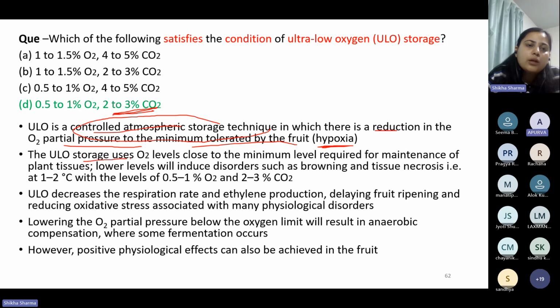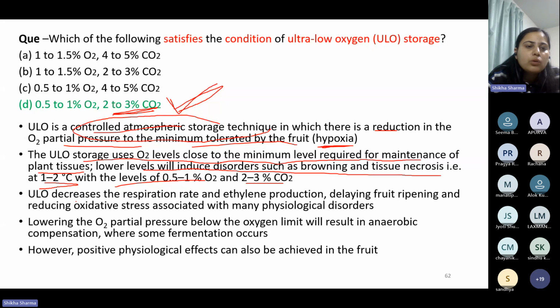So in ultra low oxygen storage, the oxygen level is close to the minimum level required for the maintenance of plant tissues. A lower level will induce disorders such as browning and tissue necrosis, that is at 1 to 2 degrees Celsius with a level of 0.1% O2 and 2 to 3% CO2, which is option D. So we maintain such a condition of very low oxygen.